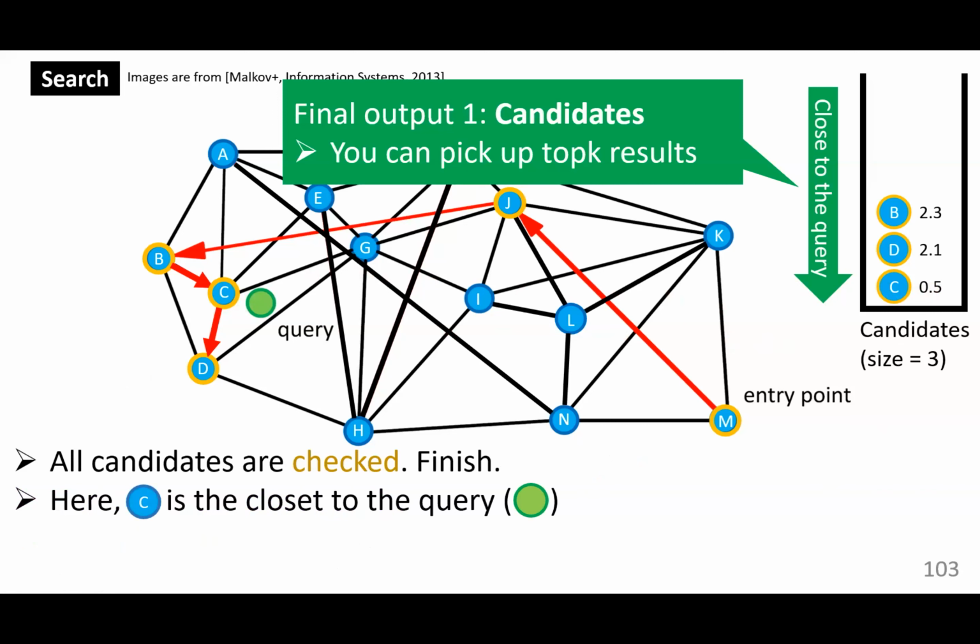Anyway, okay. The thing I want to say is that finally you can obtain 3 data structures after search. The first one is obviously the candidates. So you can pick up the top K results here. In this case, our size is 3, so you can get the top 3 results.